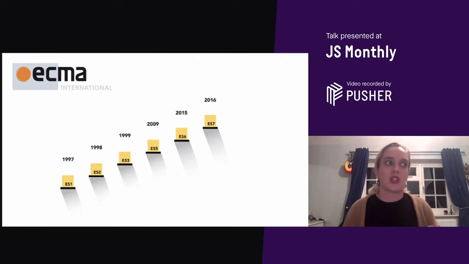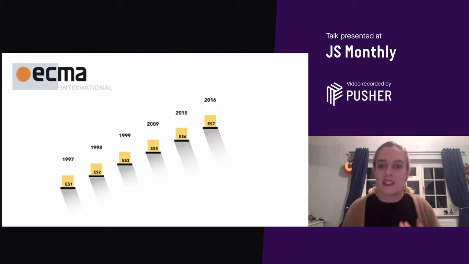That was a pretty big release. There were a lot of new features in that. And then since then, they didn't do very much until 2015 when ES6 was released. And this was a pretty big year because from then onwards, they decided that instead of doing intermittent releases, they were going to start doing releases every single year.